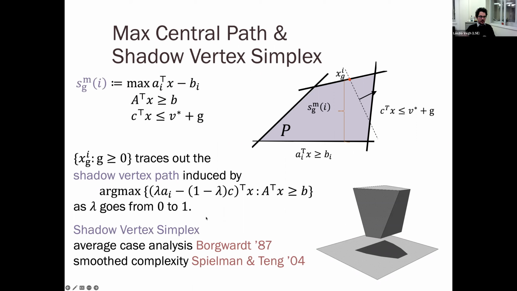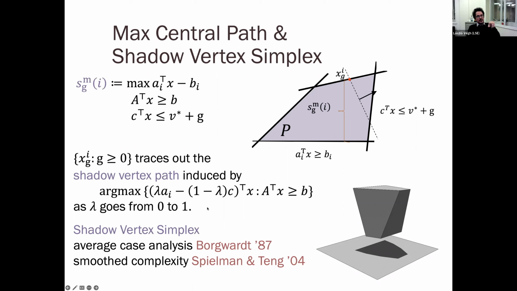What this corresponds to is that you can imagine projecting down your feasible region to the two-dimensional plane defined by the objective function and this constraint, and looking at the shadow of this. And on this shadow, I would move from the starting point to the end point. So this is really a nice two-dimensional geometric object. And in fact, this is exactly what a very popular variant of Simplex, the shadow Simplex algorithm, is doing. This is the prominent version where polynomial bounds were given on average case analysis and smoothed complexity by Borgwardt in 1987 and by Spielman and Teng in 2004.